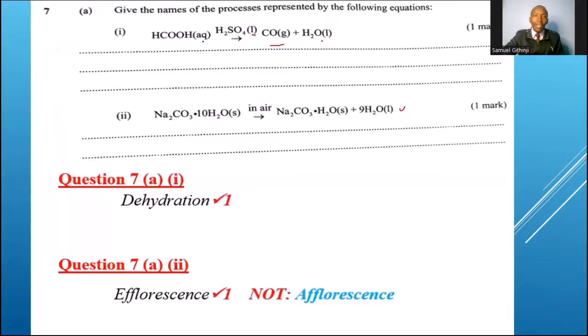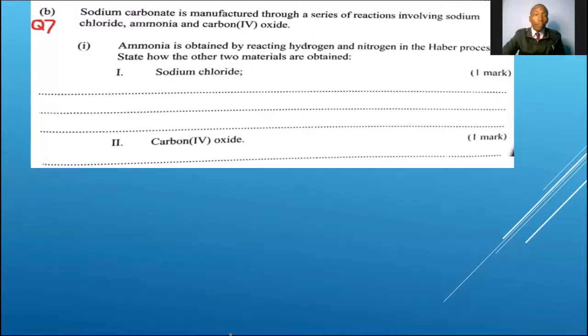This is dehydration. Conversion of methanoic acid to CO and water, that is dehydration. Then the process by which salts or substances lose water when exposed to the air is called efflorescence. Okay, moving on to question 7 part B.